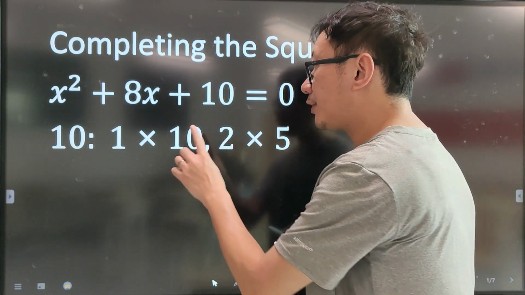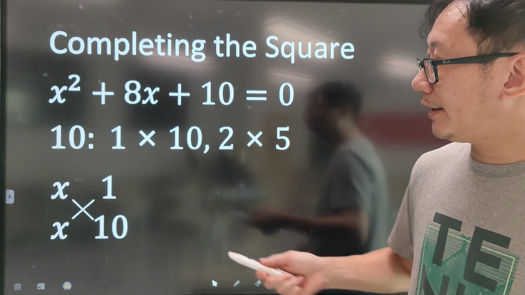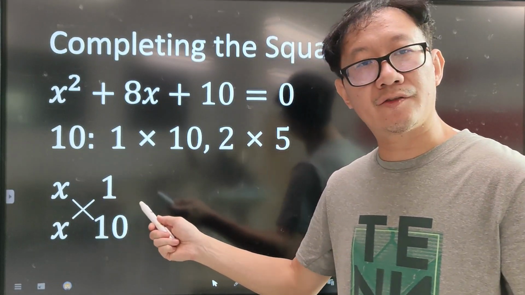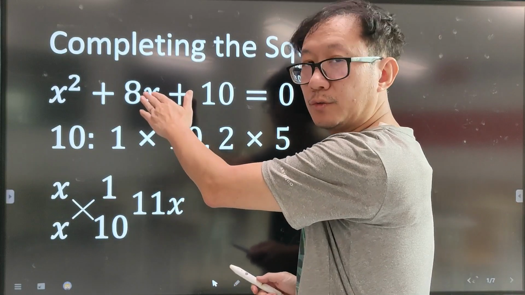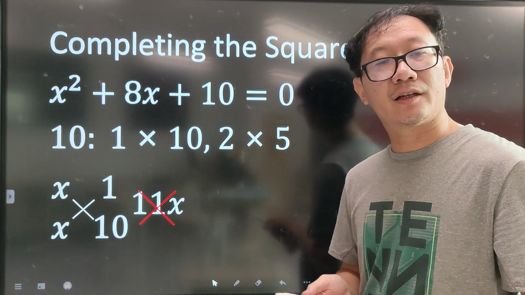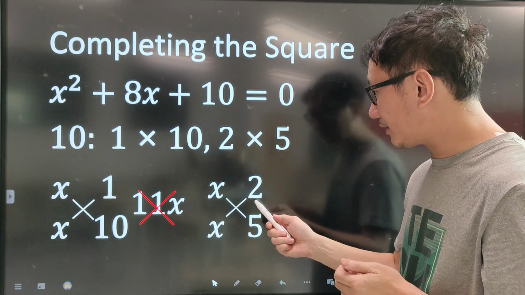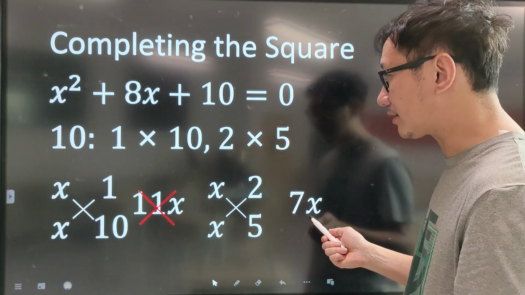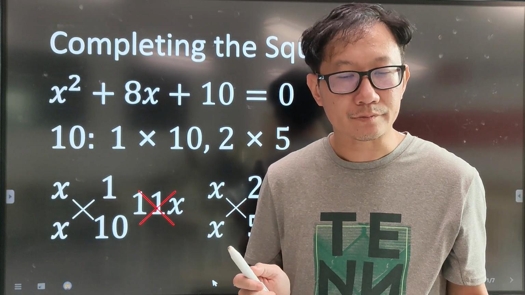Alright, let's look at the first possibility here. 1 times 10. x times 10 plus x times 1 gives us 11x. And that is not what we want. We want 8x. Let's try a second possibility here. x times 5 plus x times 2 gives us 7x. And again, that is still not what we want.